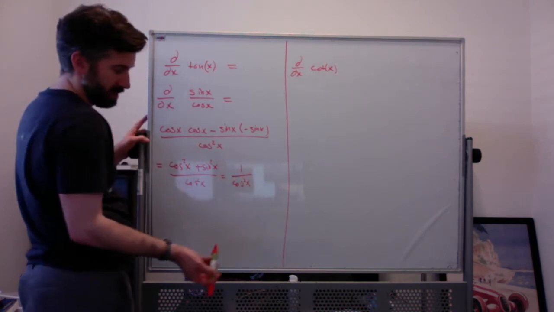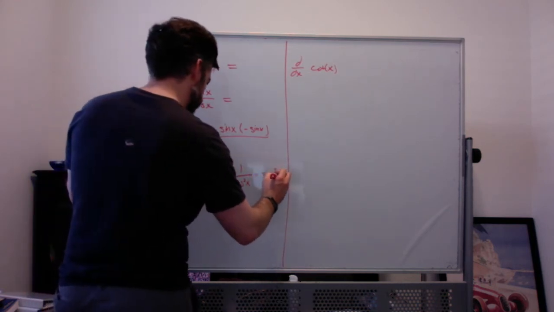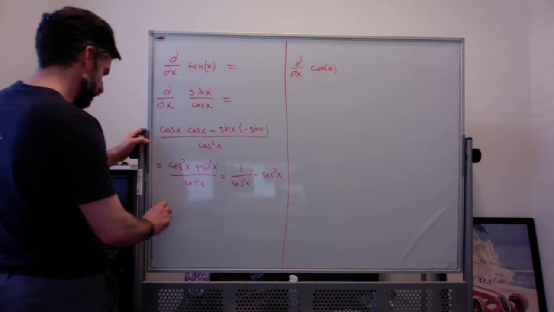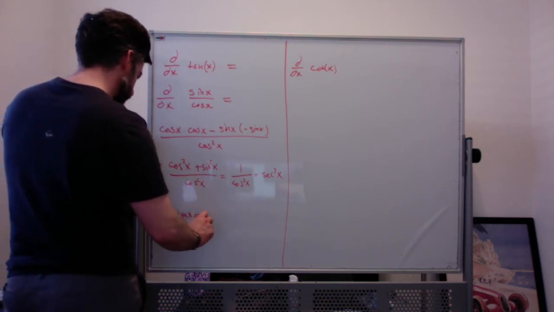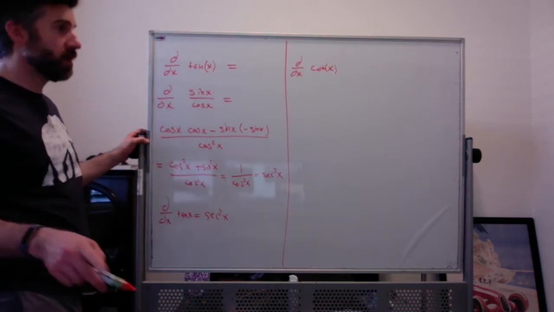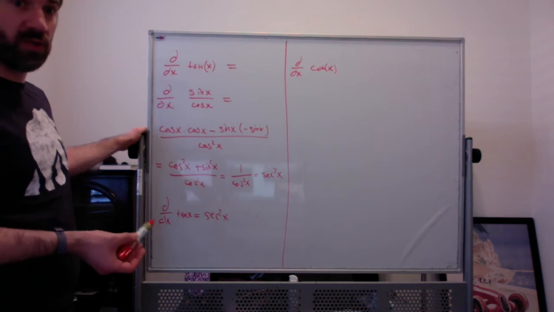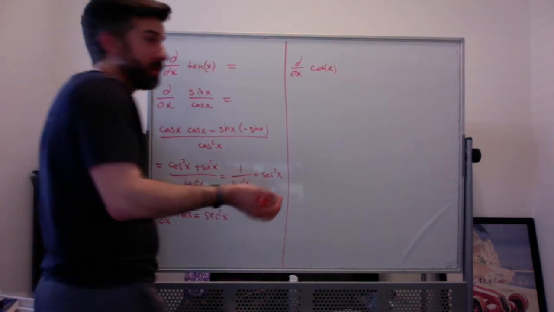And 1 over cosine is the same as secant, so 1 over cosine squared is the same as secant squared x. So the derivative of tangent of x is equal to secant squared x. So you should take a minute and pause it and try and show that the derivative of cotangent of x is negative cosecant squared of x. Alright, unpause it and now watch me do it.